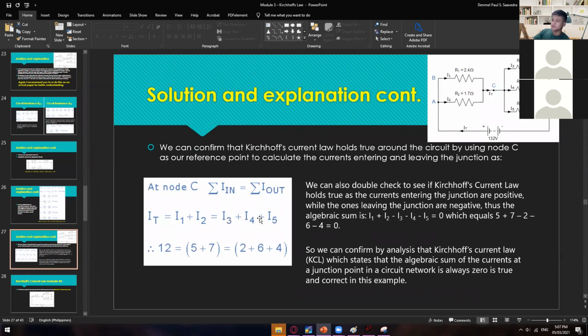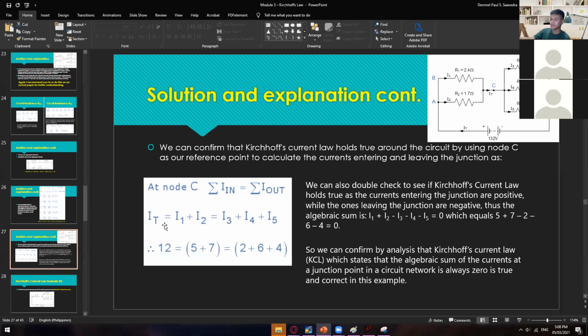Okay, so we have a continuation here, solution and explanation combination. So we can confirm that Kirchhoff's current law holds true around the circuit by using node C as our reference point to calculate the currents entering and leaving the junction. So from here, at node C, we have this AB going in, or I sub 1 plus I sub 2, and then minus I sub 3 minus I sub 4 minus I sub 5, which is now this one. Okay, so the negatives are just transposed to the other side of the equation to remove the negative sign.